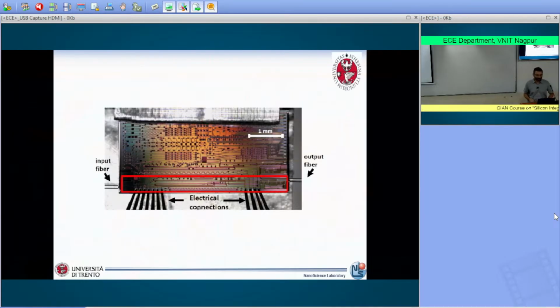So we do an integrated experiment in a chip. This is one of our chips. This is 1 millimeter in length. You see that we have many circuits, but what we are interested in is this specific circuit there, where we have the input fiber, where we have the pump photon, and the output fiber where we measure only one of the two photons generated in the pair.